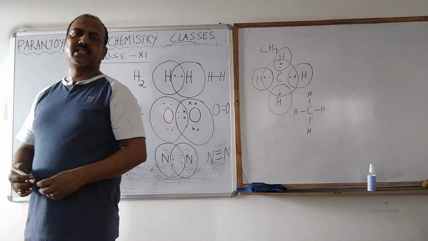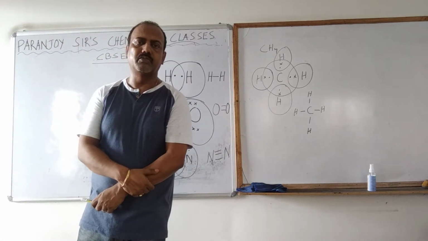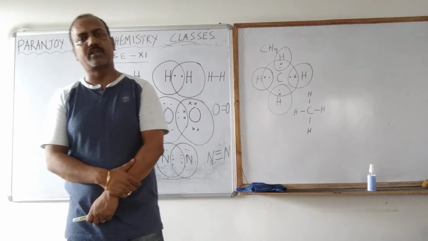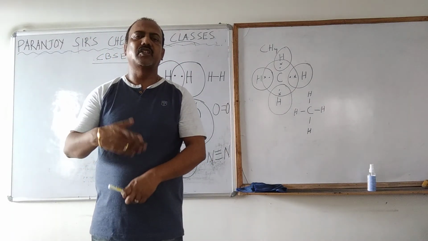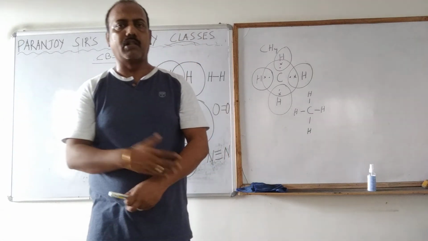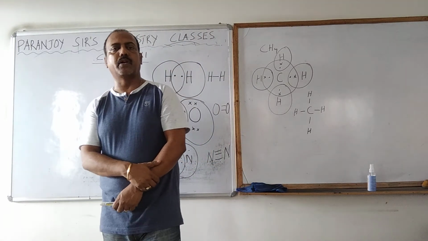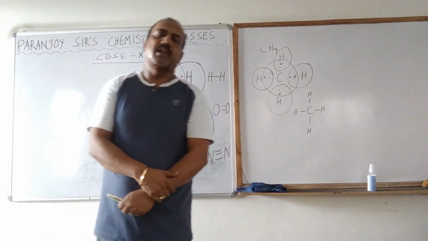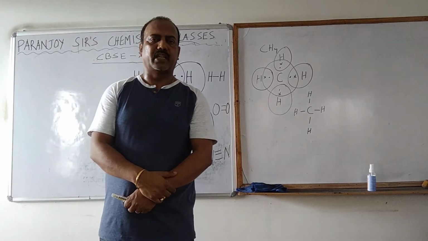So like that, you have to draw the Lewis dot structure of the other compounds. You have to practice this a little bit. Okay, if you are expert with the Lewis dot structure, then we will see whether all the covalent compounds, or all the predominantly covalent compounds, can be explained by Lewis dot structure or not. Okay, that we will see in the next class.